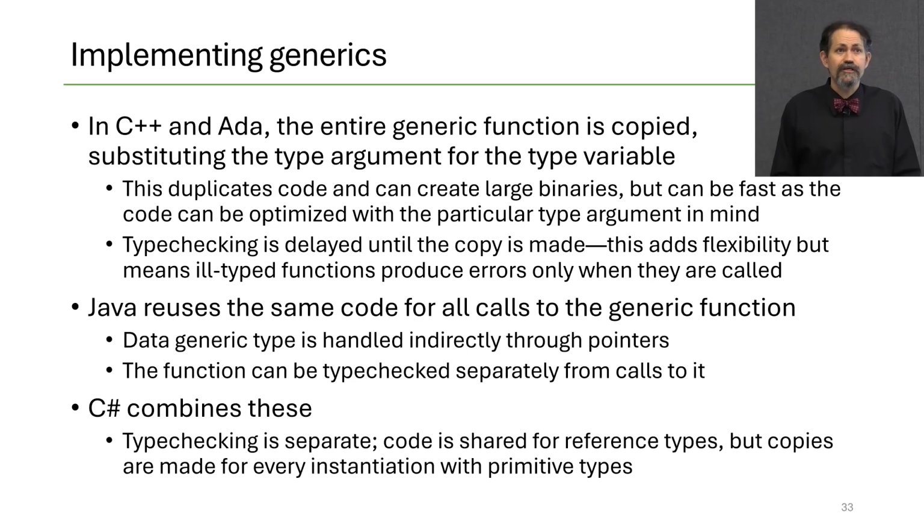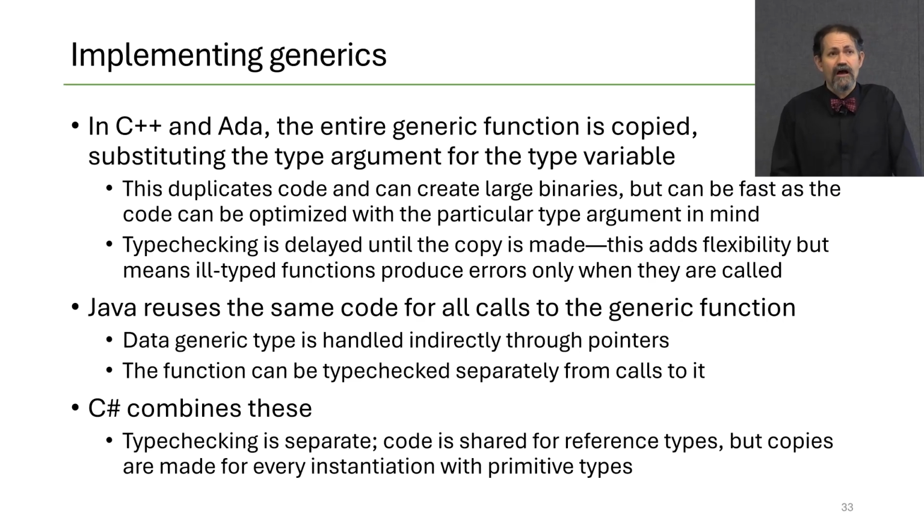Java takes a different approach. It reuses the same generic code for all calls to the generic function. The generic type data is handled indirectly through pointers. That's how we're able to use one piece of code for all possible uses, for all possible types. An advantage is, first of all, the code is smaller. We only have one copy of the code. And secondly, the function can be type checked separately from calls to it. But we lose some of the advantages of the flexibility and the optimization possibilities in C++ and Ada.